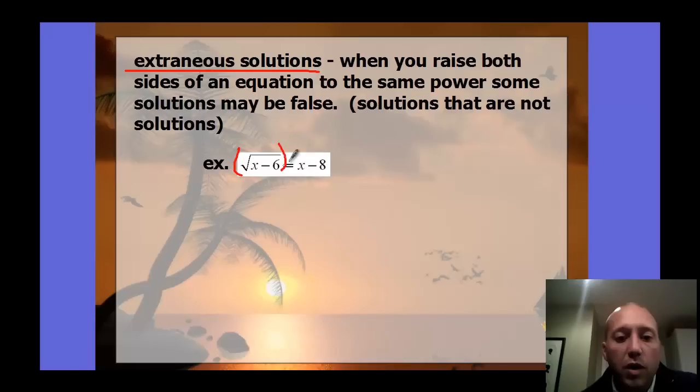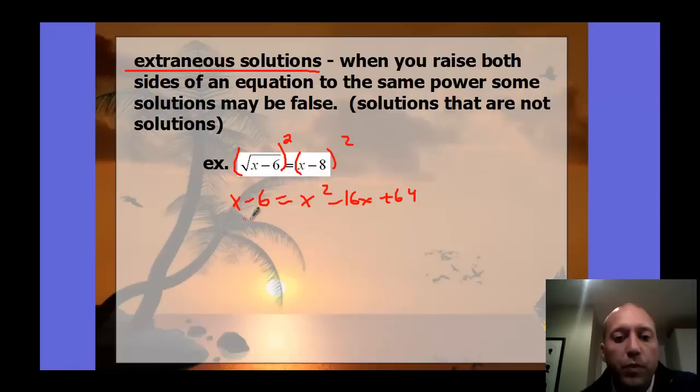So here, if we want to find x, we need to square both sides to get rid of the square root first. And when we square both sides here, the left-hand side is x minus 6. The right-hand side, we're creating more than we started with here, so it might be an extraneous solution. So x minus 8 squared, you have to FOIL this.